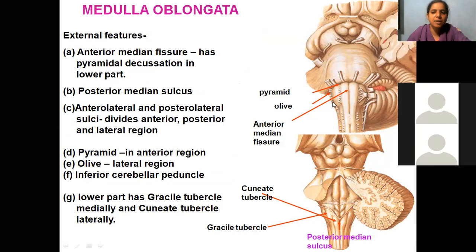Then external features. See, these are the external features. Now see, this is the ventral aspect, which is also called anterior.